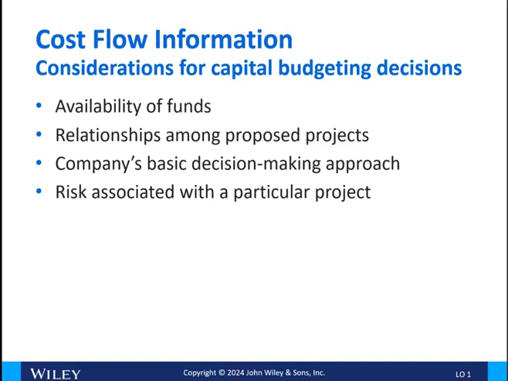Considerations: the availability of funds. If you don't have the cash on hand, you're going to have to go borrow it. Relationships among proposed projects. So we'll see what you do if you have multiple projects proposed at the same time and are trying to decide between them. The company's basic decision-making approach, which is simply how they make decisions and what measures they find most important, and we'll see a bunch of different ones that we can use for capital projects. And then the risk associated with the particular project. So you may have to put some risk assessment on different projects.